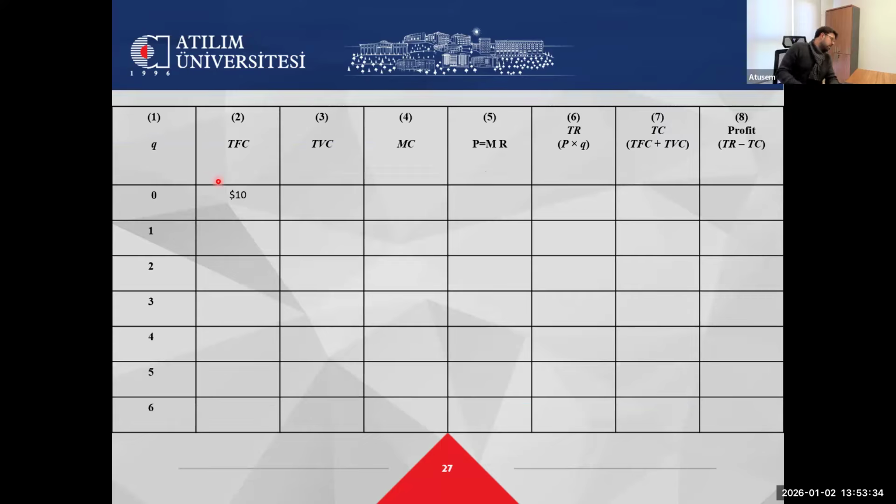But one more thing over here. I have to indicate that part. So this is a wrong question. But before we get started, what can we do over here? I said total fixed cost is fixed, so this is 10.